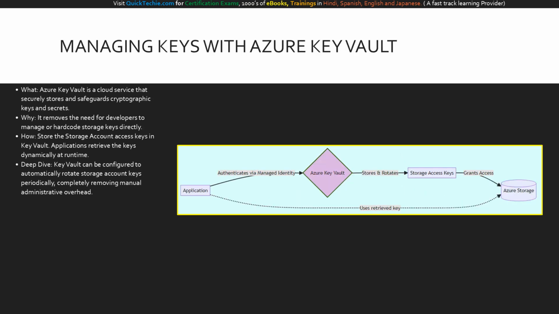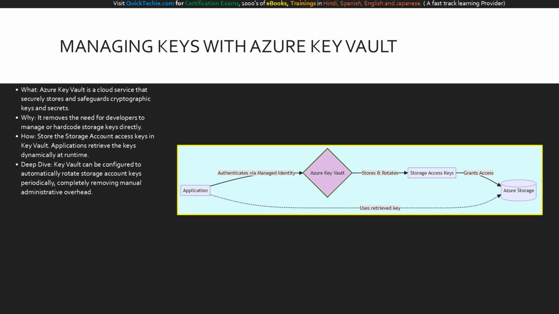If managing and rotating keys sounds complicated, there is an enterprise solution, Azure Key Vault. What is Key Vault? It is a highly secure cloud service designed to safeguard cryptographic keys and secrets. Why should we use it for storage? Because it completely removes the need for developers or administrators to ever see, handle, or hard-code storage keys directly.